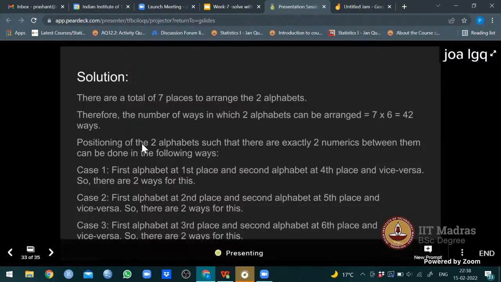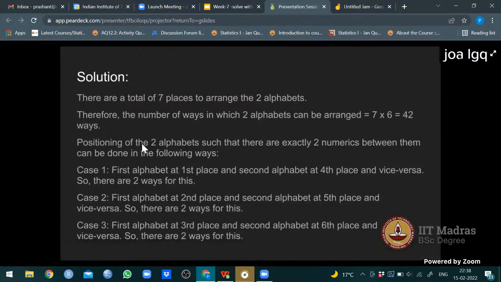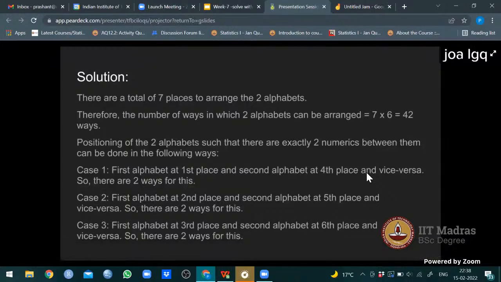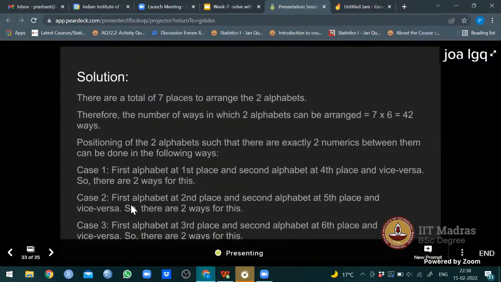In the question it is mentioned that there should be 2 numbers between the 2 alphabets. That positioning can be done in the following cases. First alphabet at the first place and second alphabet at the 4th place, and vice versa, which can be done in 2 ways. Similarly, first alphabet at 2nd place and second at 5th place, and vice versa, also 2 ways. First at 3rd place and second at the 6th place, and vice versa, also 2 ways.